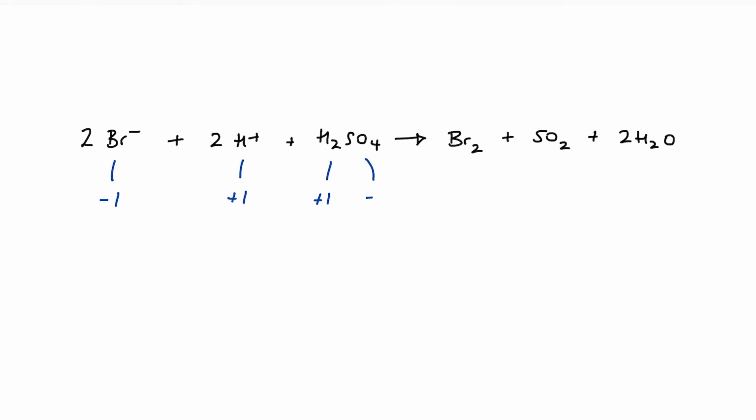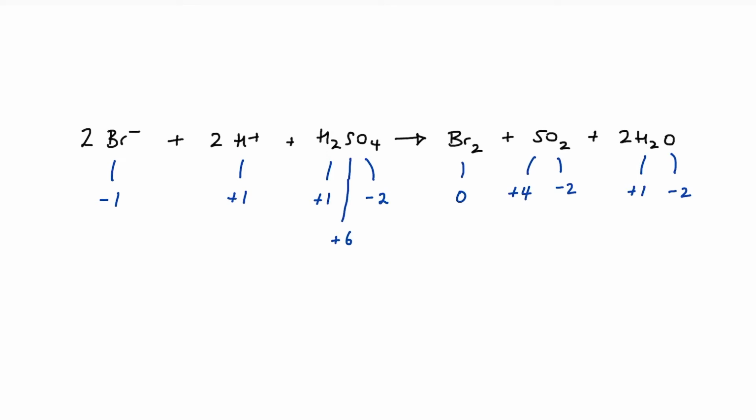Oxygen, again, unless it is in a compound with fluorine, is going to have an oxidation state of -2, which means because I've got 4 oxygens and 2 hydrogens, sulfur here must be +6. Bromine in the products is an element. Elements always have an oxidation state of 0. Sulfur dioxide, well, if oxygen is -2 and there are 2 of them, sulfur must be +4. And in water here, I've got hydrogen as +1 and oxygen as -2.